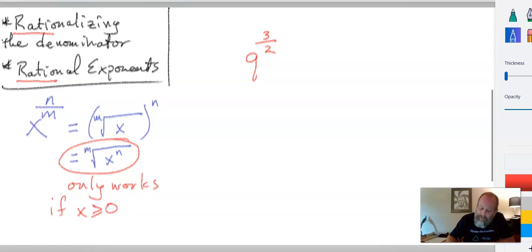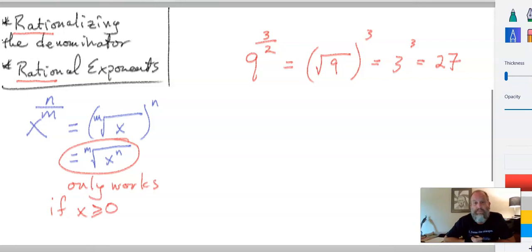One of the skills I really want you to be able to have is to rewrite these things in terms of roots, right? But computing them is also important. So if we use the root property, this is now the square root of 9 raised to the third power. The square root of 9 is 3, so this is 3 to the third power, and 3 cubed is 27. So that's actually kind of a nice way to look at it.